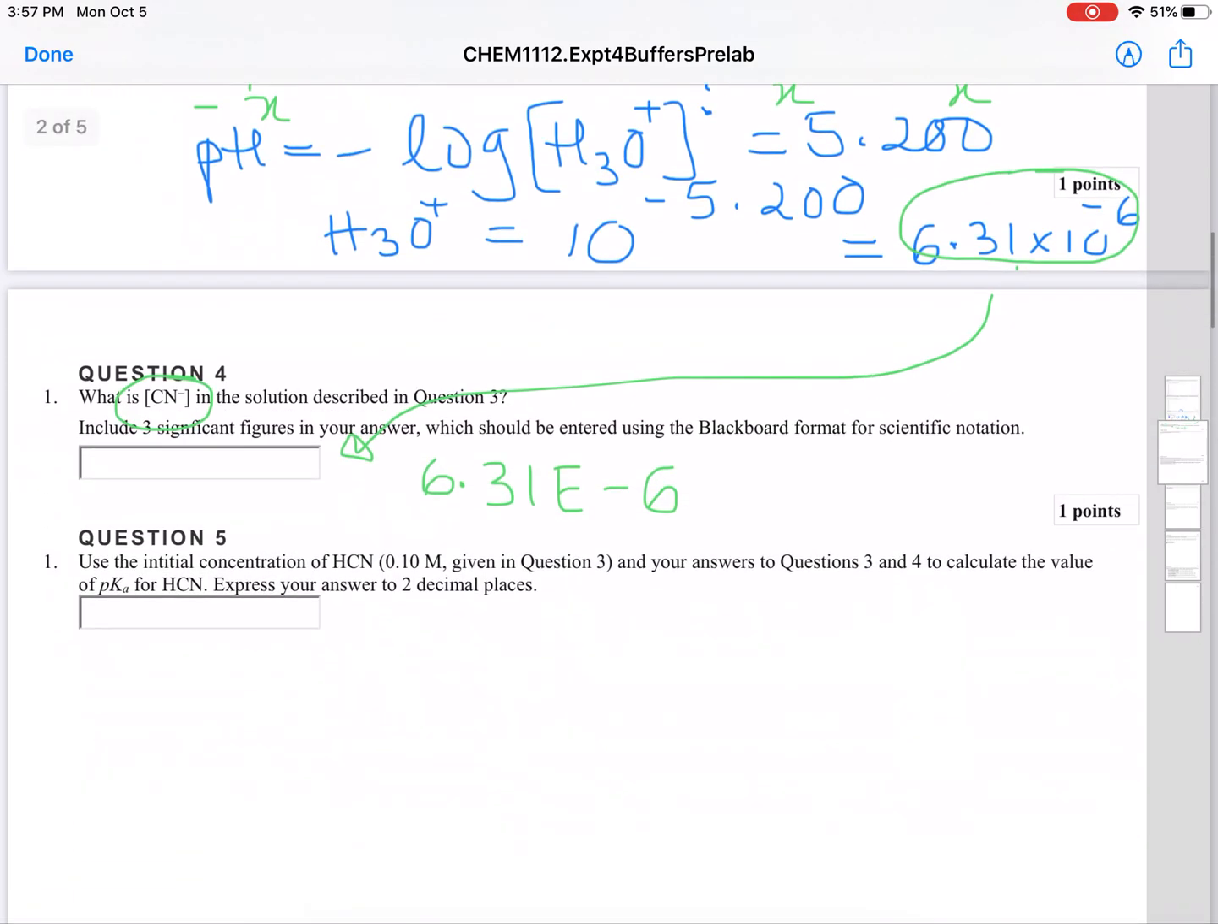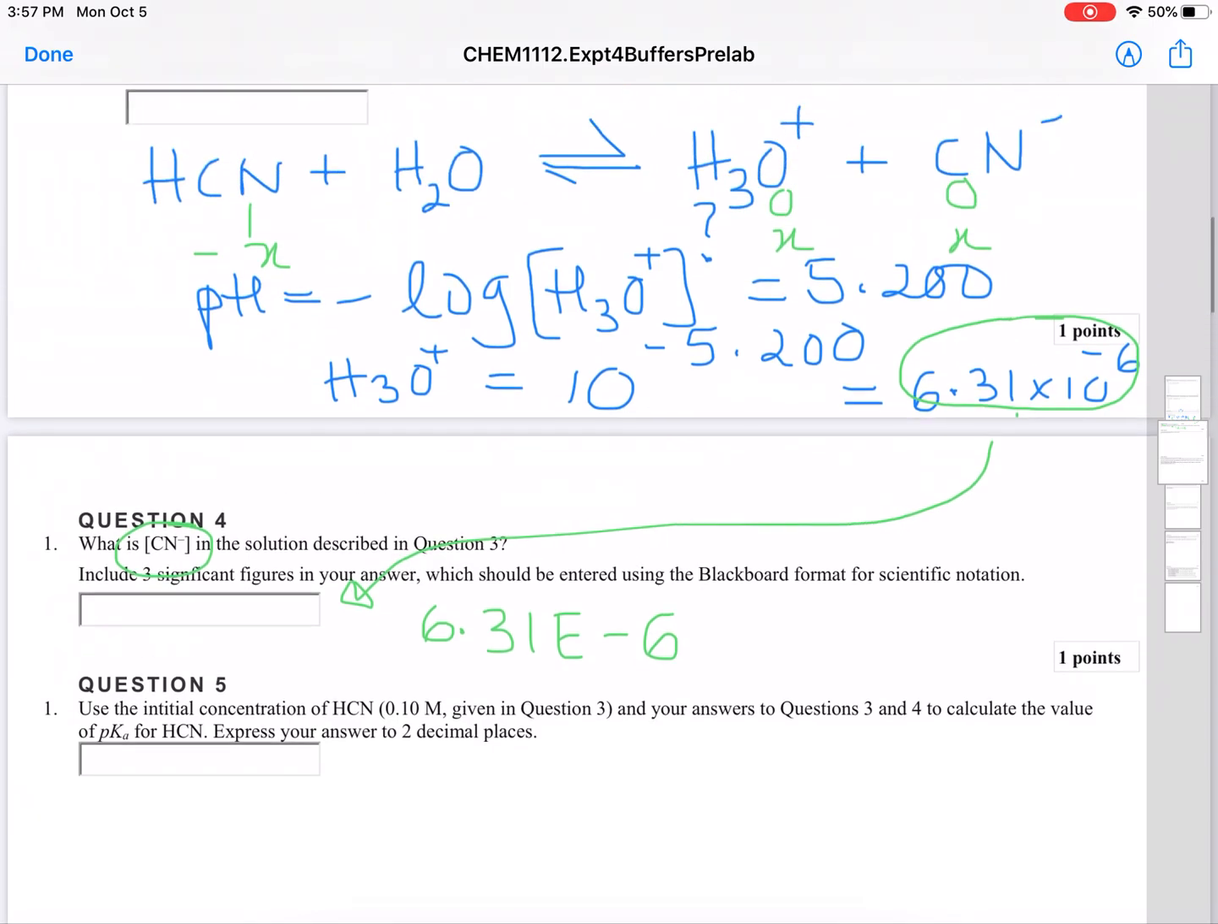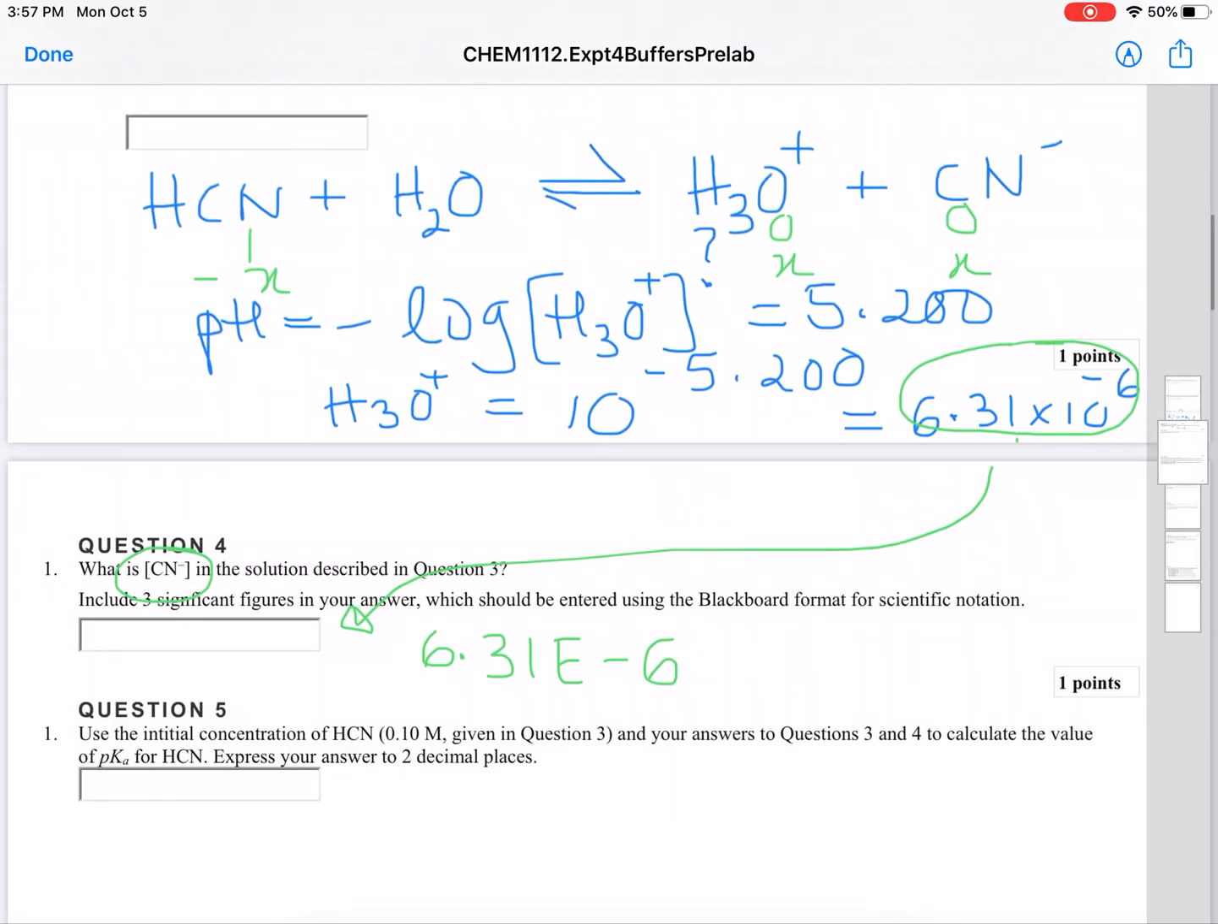that's question number 4. Use the initial concentration of HCN, 0.1 molar, and your answers to questions 3 and 4 to calculate the value of pKa for HCN. Express your answer to 2 decimal places. So we want to find out the pKa. So I have shown you here.